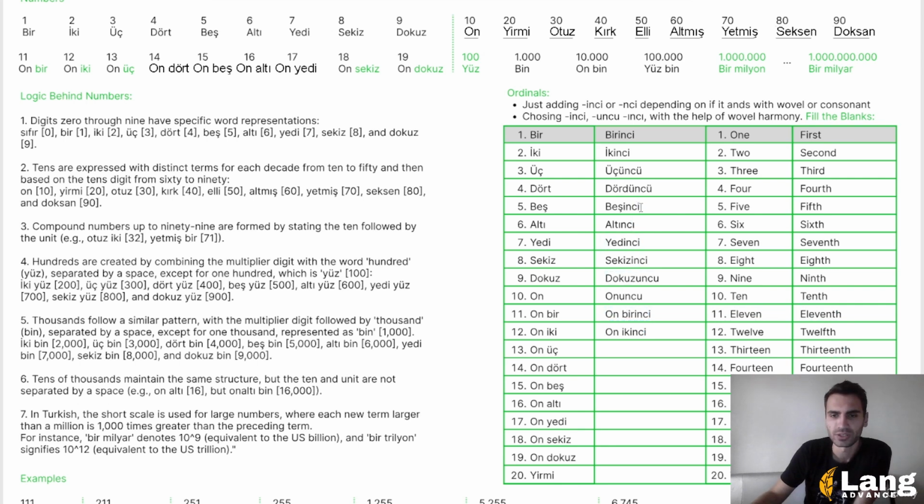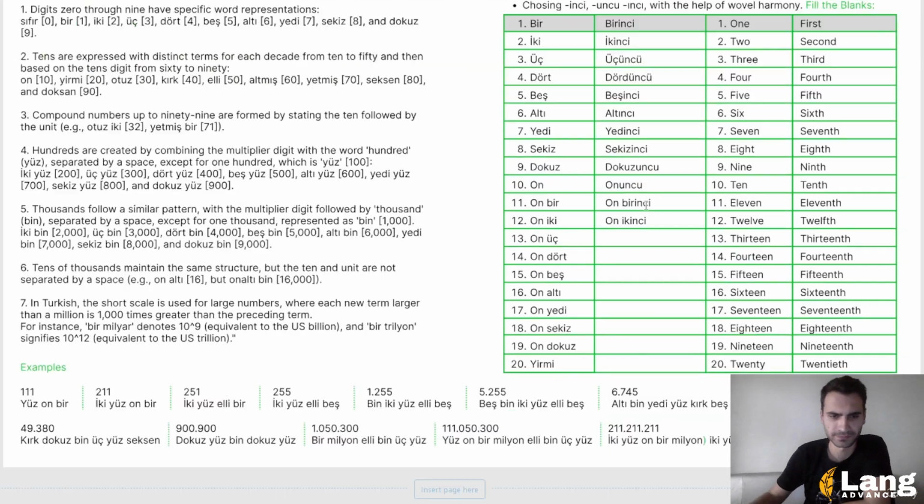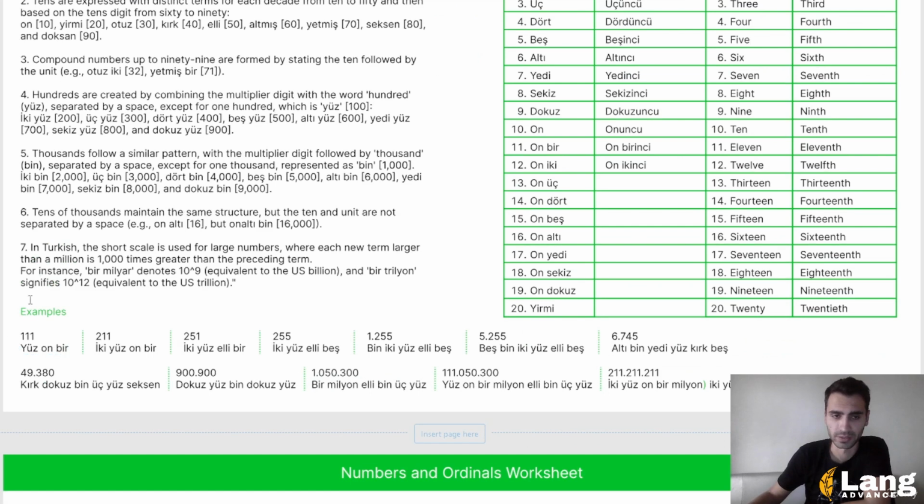Why are they changing? İnci, ıncı, uncu, üncü. It's called vowel harmony. We have this in Turkish. They are shaped by the root word. You will learn this also. Now just get familiar with this. So we have examples here.